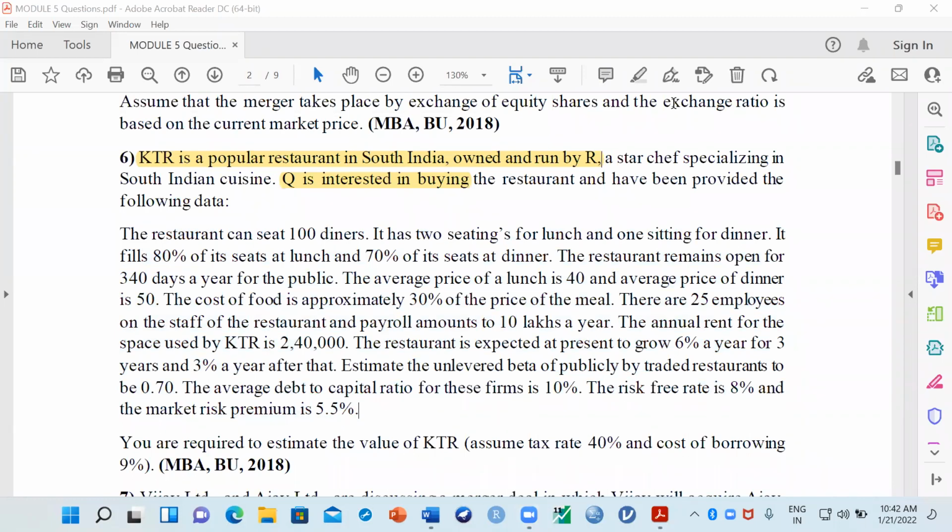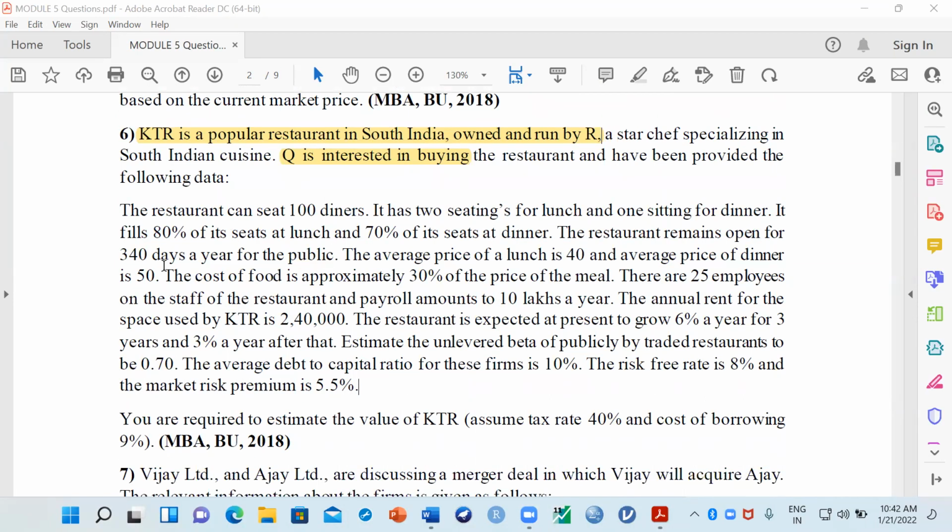Yeah, correct. I got a few answers. Yes, perfect. Some people answered in the chat box. Correct. So Q is the buyer and R is the seller, right? So let us see further what calculations come over here.